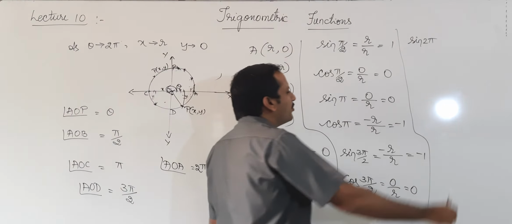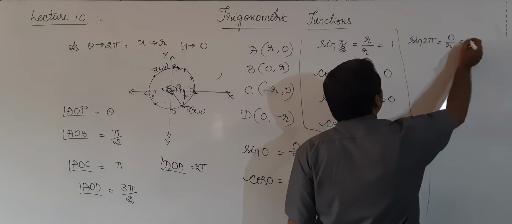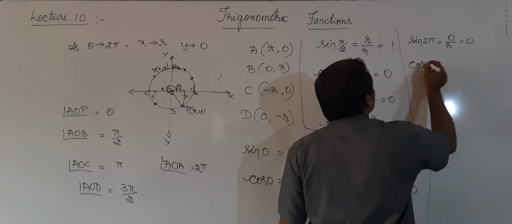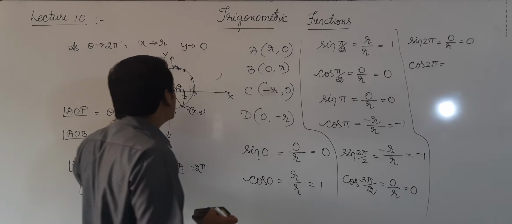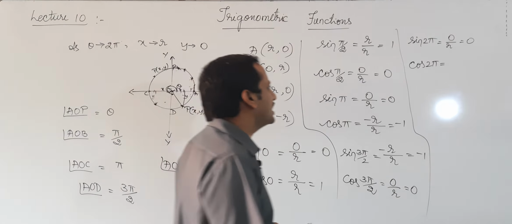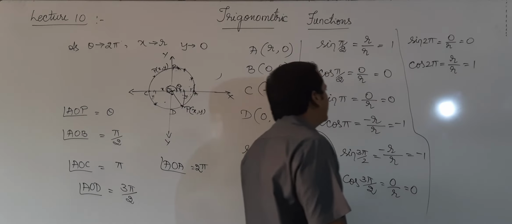Okay. So sin 2 pi is equal to y by r. y is 0. 0 by r is 0. And cos 2 pi is equal to x by r. x is approaching r. x is positive now because it's along the positive direction of the x axis. So you get r by r, that's equal to 1.